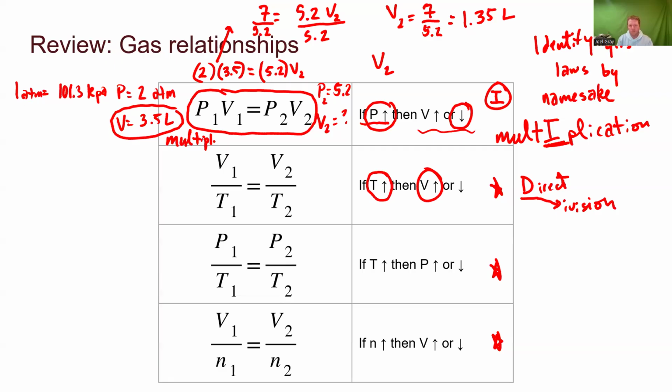Question number 3 reads, a gas occupies 4 liters at 1.5 atmospheres. So volume is 4, and our pressure is 1.5 atmospheres. If the pressure goes up to 3, what's going to happen to, or sorry.